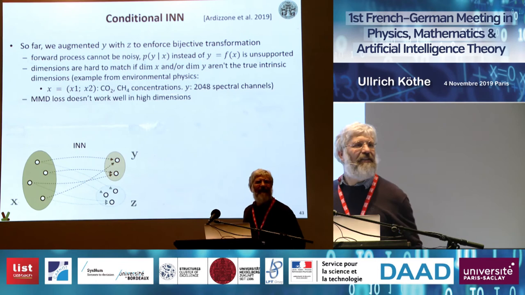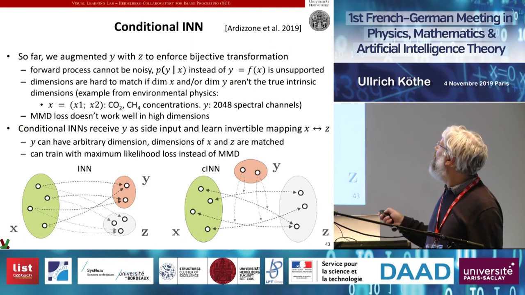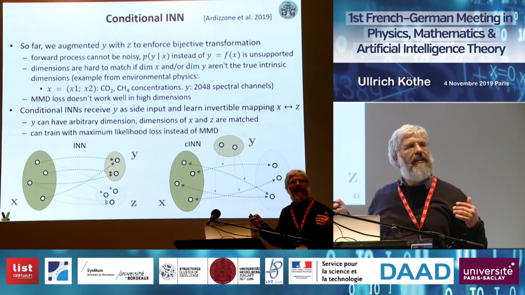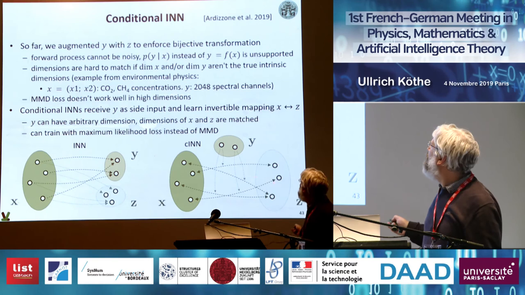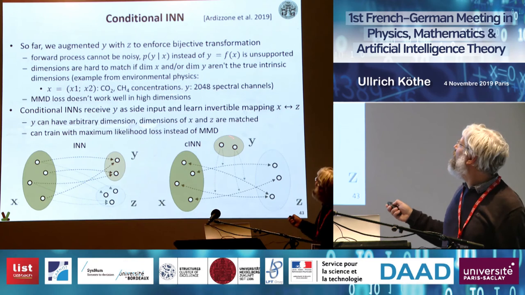So what we do now is we move the Ys out of the network and condition the network on the Ys. So now we only have a mapping from X to Z. X and Z have the same dimension, 2 in this case. And Y is a side input that, so to speak, selects the most appropriate network for the given Y. So for every observation Y, there is an optimal network that computes the correct posterior, and Y just selects among these infinitely many networks.